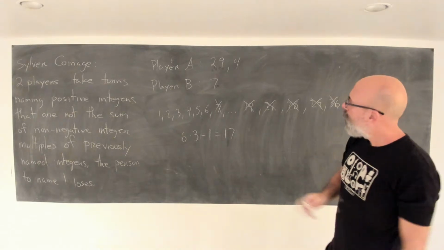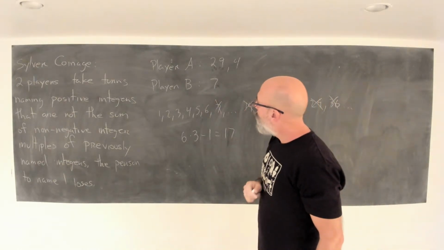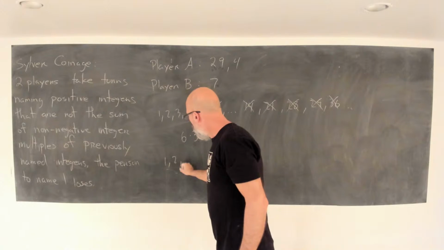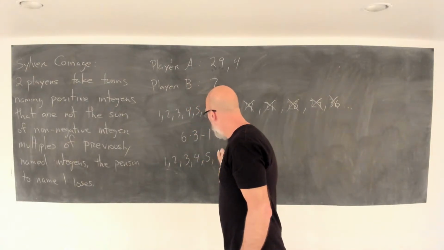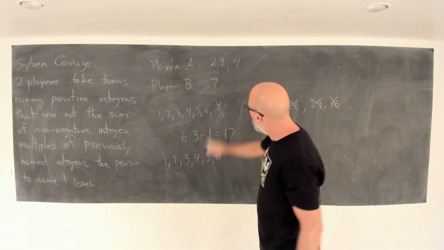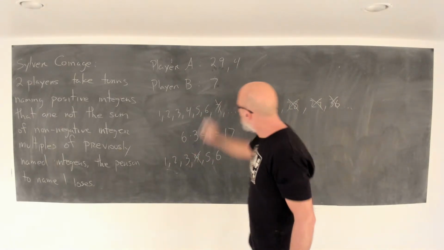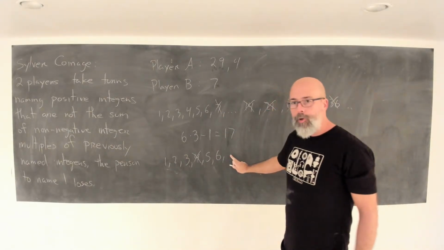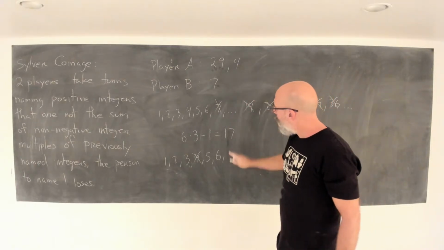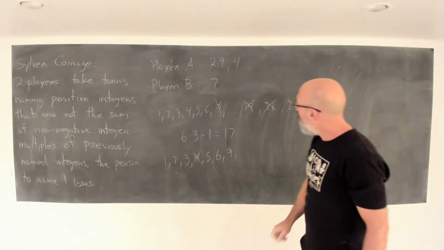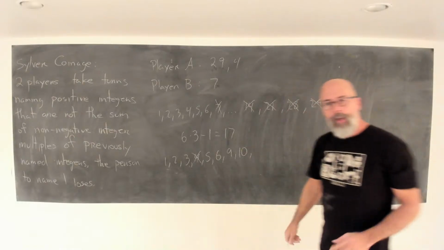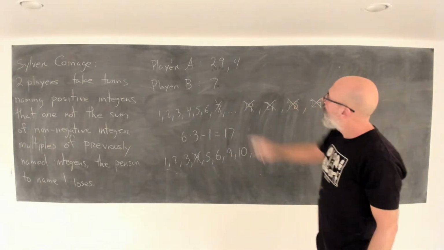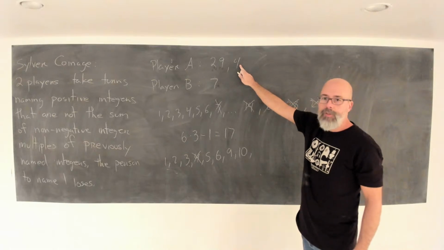Why don't we list the available options for player B? What is left for player B? I mean, I wrote 4. I should not, right? 4 is gone because it's already there. 7 is not available. Neither is 8 because 8 is 2 times 4. 9 is still there. So is 10. But 11 is not, right? 7 plus 4 is 11. So that's gone. 12 is not because it's 3 times 4.